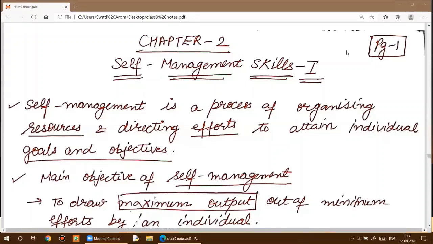So this is chapter two. Name of the chapter is Self-Management Skills 1. Okay, so what is self-management?